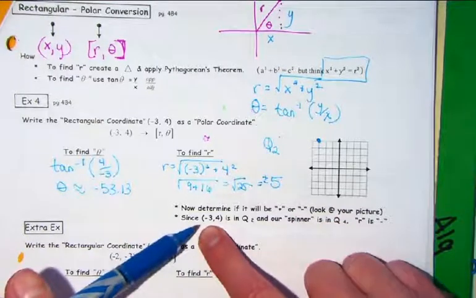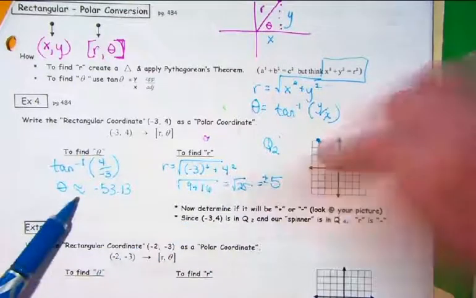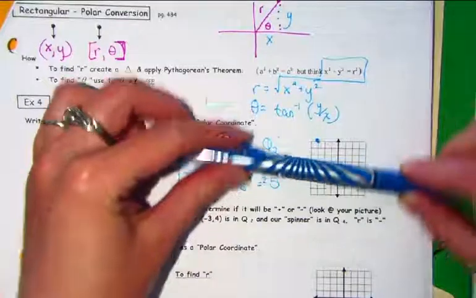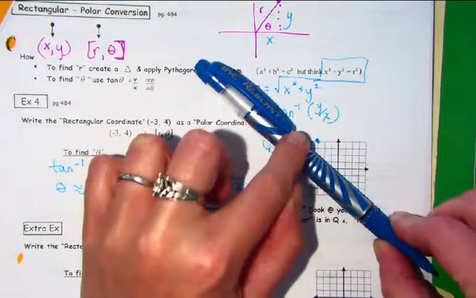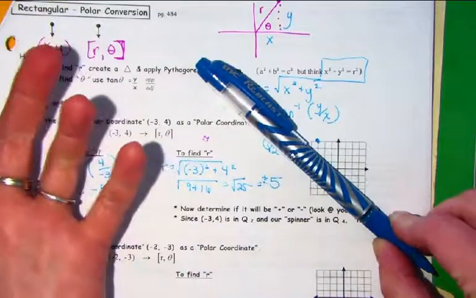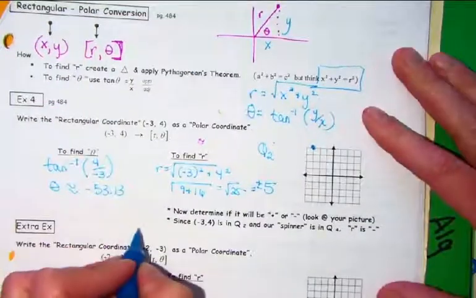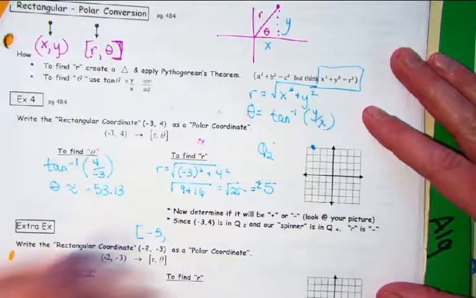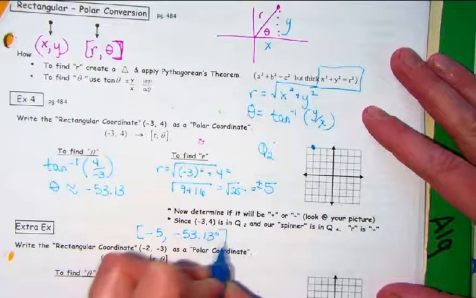Since -3, 4 is up here in quadrant 2, if I'm moving my angle at -53 degrees, I need to get up here to this point. Does my radius have to be positive or negative for me to get there? Negative, fantastic. So what we're looking at is a radius of -5 and -53.13 degrees.